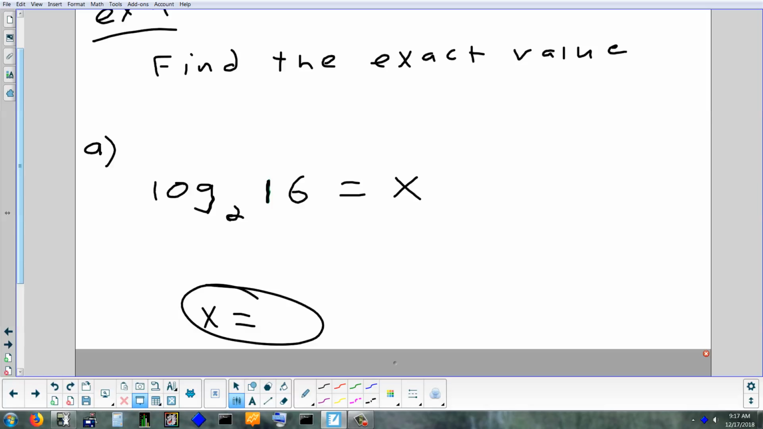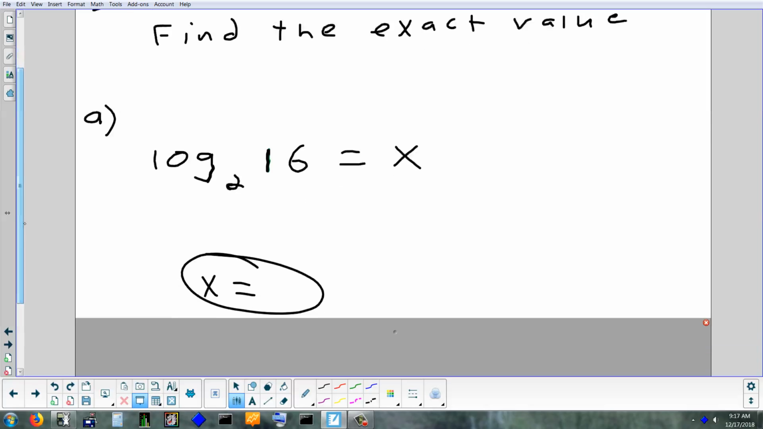So what did we practice doing so far? We can change something from log to exponential. So let's change it and then just see what happens. Hopefully once we change it, we can just figure out the answer, because that's all we know how to do, just change it.